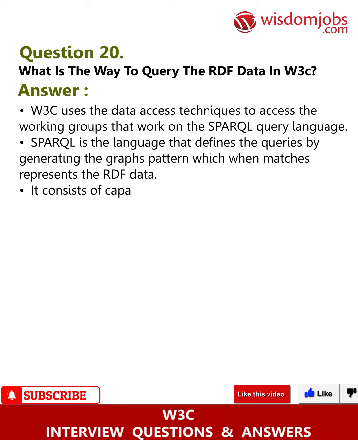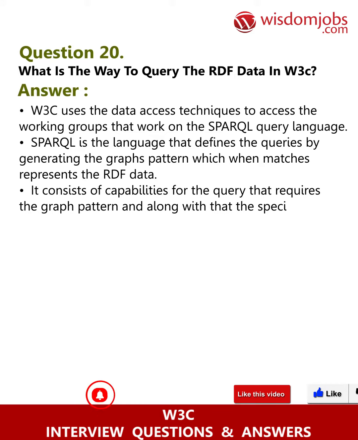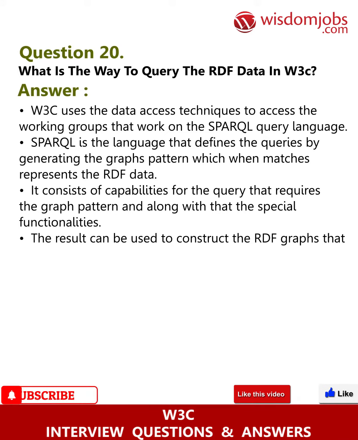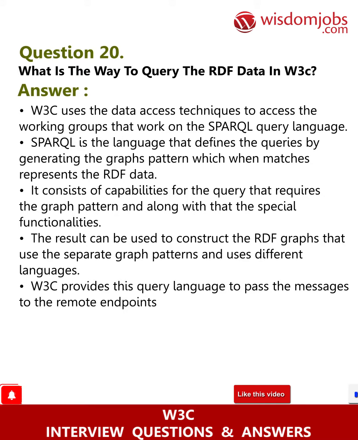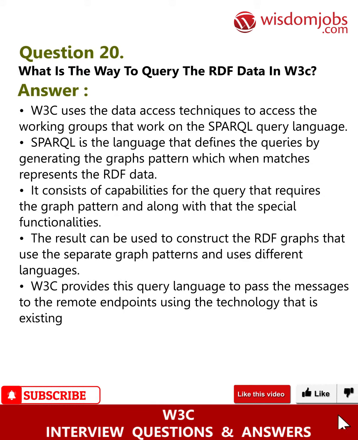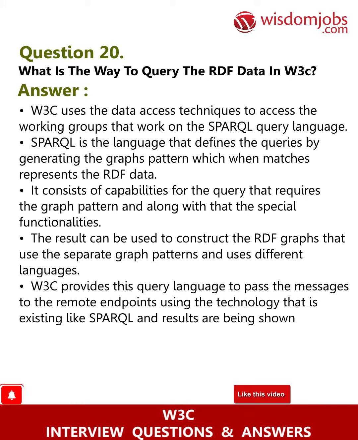It consists of capabilities for the query that requires the graph pattern and along with that the special functionalities. The result can be used to construct the RDF graphs that use the separate graph patterns and use different languages. W3C provides this query language to pass the messages to the remote endpoints using the technology that is existing like SPARQL, and results are being shown in XML.